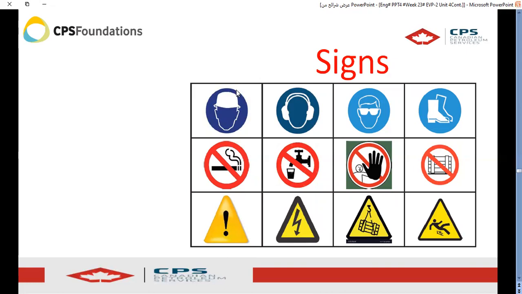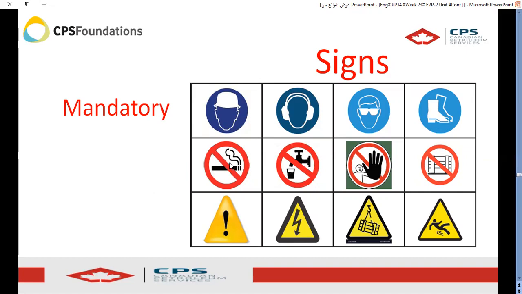So you have to put a helmet on, you have to put some hearing protection, eye protection, footwear or safety shoes. So if you want to be safe, you have to use these PPEs or personal protective equipment. This is called mandatory. Mandatory signs are signs that tell us what we need to do to be safe.